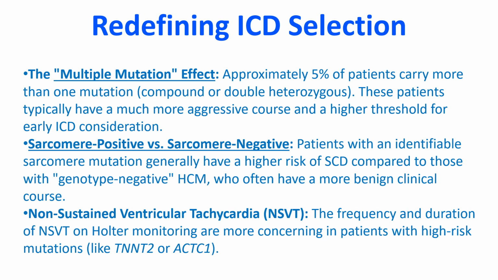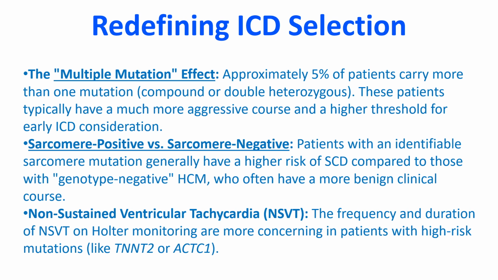The multiple mutation effect. Approximately 5% of patients carry more than one mutation, compound or double heterozygous. These patients typically have a much more aggressive course and a lower threshold for early ICD consideration. Sarcomere positive versus sarcomere negative. Patients with an identifiable sarcomere mutation generally have a higher risk of SCD compared to those with genotype negative HCM, who often have a more benign clinical course.